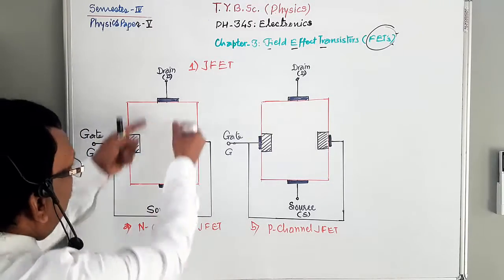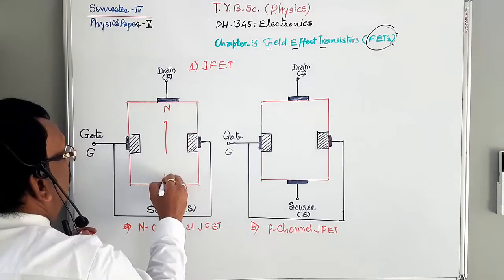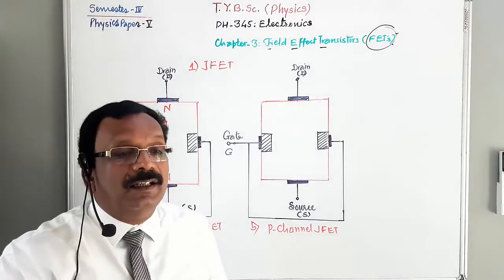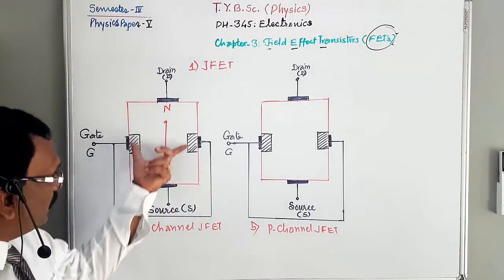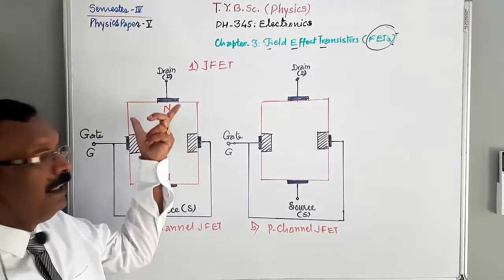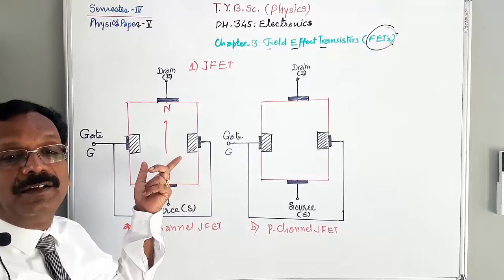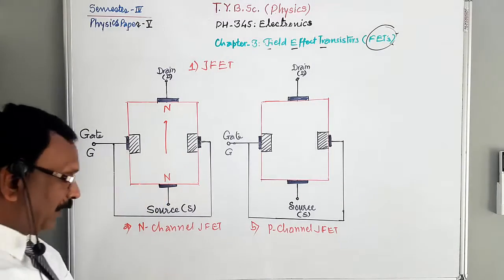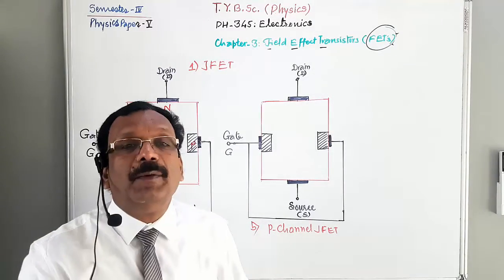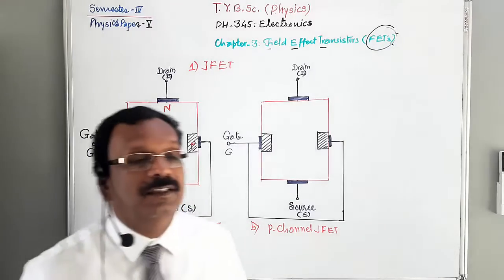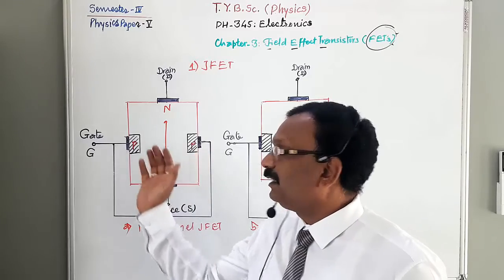Here this is the channel, N channel. This N channel JFET consists of N type of silicon bar or N type semiconductor, that is silicon bar, with two P heavily doped regions, this one and this one, diffused on opposite sides. One is this side, another is this side.